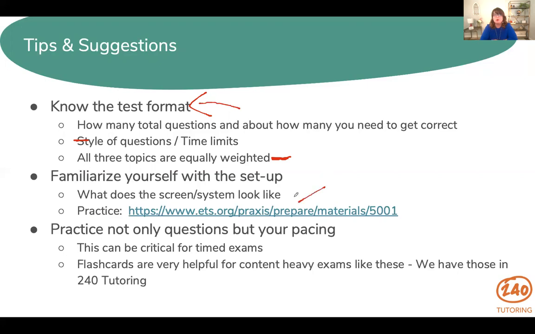You can do some practice at this website right here. If you just get to ETS and practice, you'll see it. There are preparation materials that will help you see what the screen is going to look like. So when you go into the test, you are well prepared. Practice not only answering questions, but your pacing. Make sure you're moving at a fast enough pace to get through your exam.